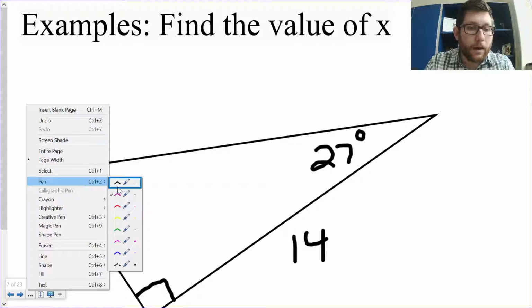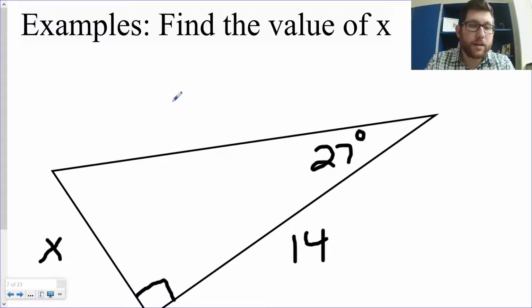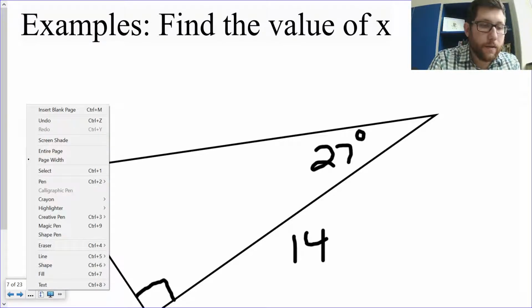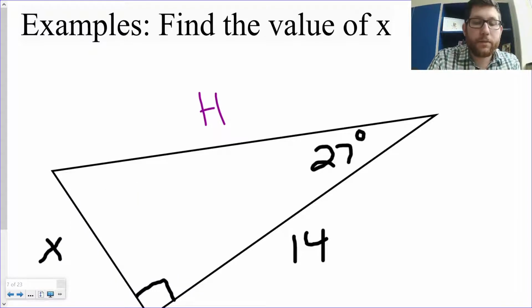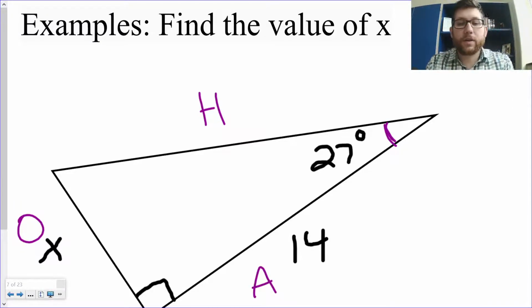Just like before, this is going to be my h side. Now this is the angle I'm talking about, this 27 degrees. So the opposite side is going to be over here, and then my adjacent side is right there. Notice how we did that: the hypotenuse, opposite, adjacent. We should be pretty good at doing that by this point. All right, now let's go ahead and set this thing up.